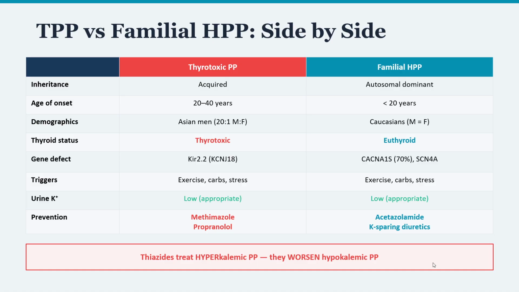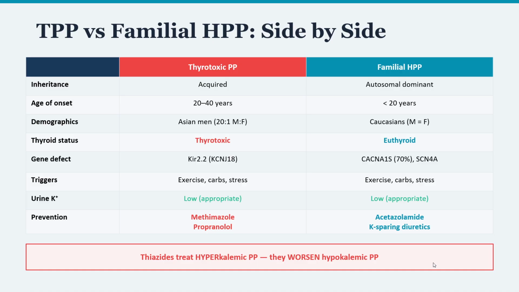Thyrotoxic periodic paralysis tends to present between ages 20 and 40, and it's overwhelmingly an Asian male disease. Familial HPP presents earlier, usually before age 20, and is more common in Caucasians. The triggers are identical: exercise, carbs, stress, because the final common pathway is the same. And the urine potassium is low in both, because both are transcellular shifts.